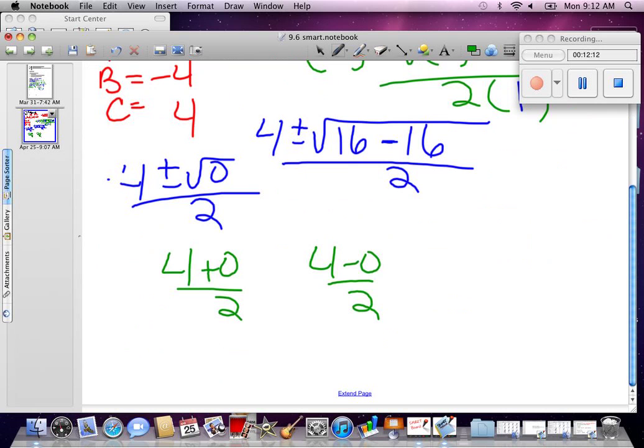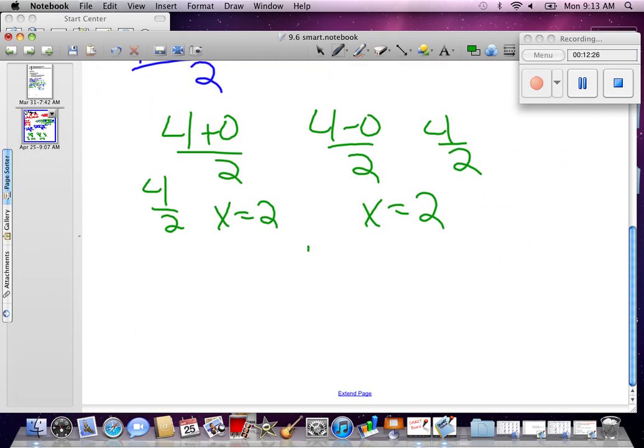Okay, 4 plus 0 is 4. 4 over 2 is what? 2. So x equals 2 on this side. This is 4 over 2. What's 4 over 2 again? x equals 2. Let's graph it, just so you know what it looks like. x equals 2. So look, here's where our dot is. We said before that it was going to go up, right? Because the number is positive. So look at this. It only touches once, so this one has one solution.